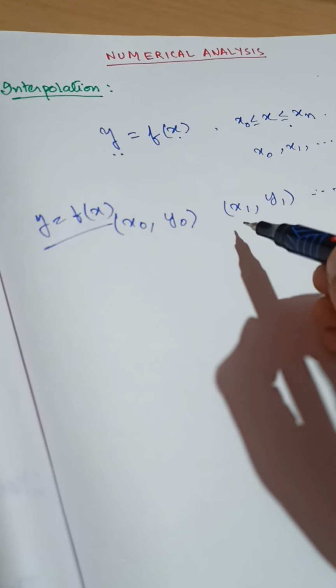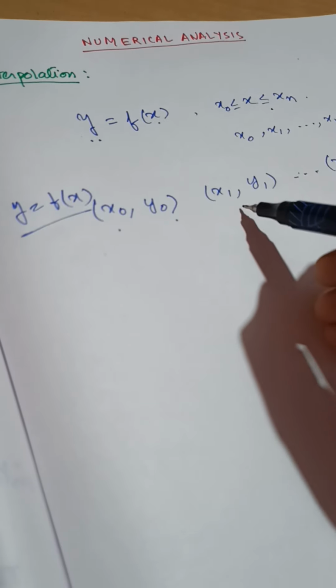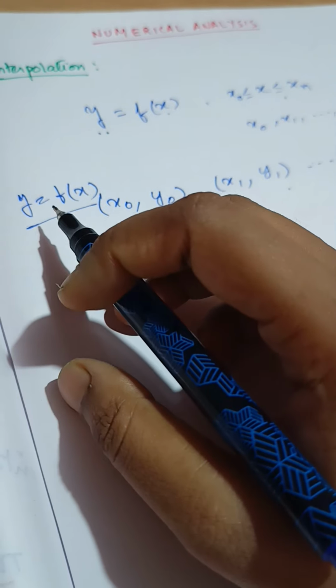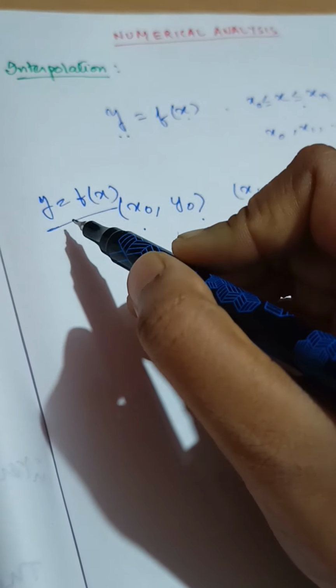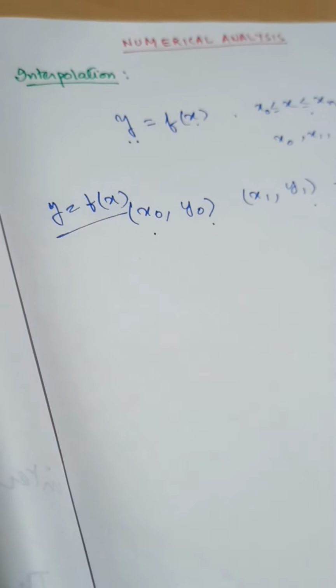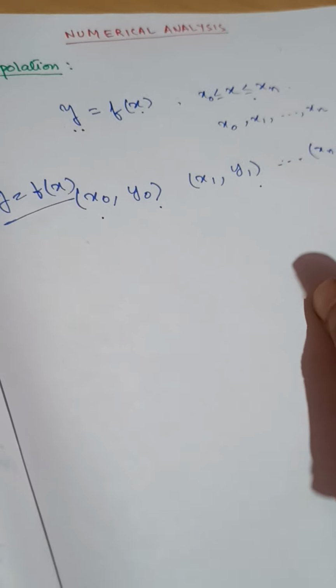If we are given these values, that corresponding to x0 a function takes value y0, corresponding to x1 it takes value y1 and so on, we have to find this function y is equal to f(x), where it is not known whether f(x) is of explicit nature or not. So we are only given this tabulated value.